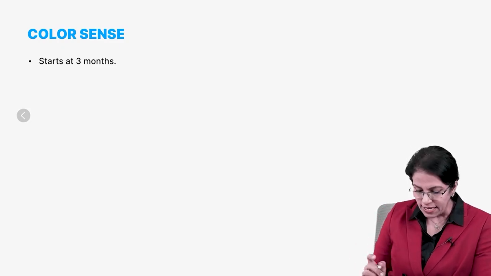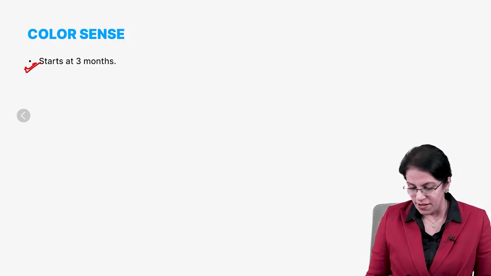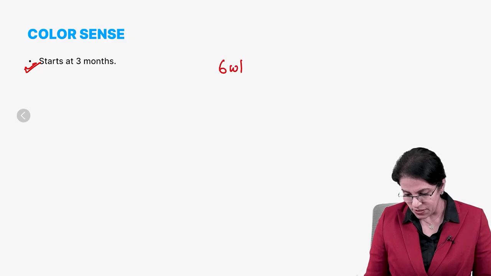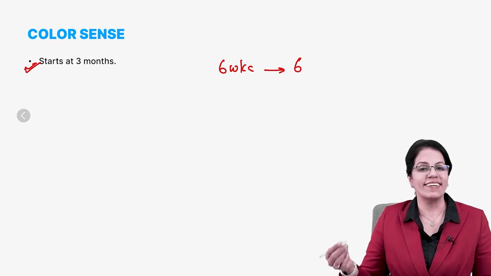So when you talk about color sense, first important thing to know is it starts at 3 months. Why do you learn this? Because again, we need to have a good foveal reflex. And what is the foveal reflex formation starting at what time? From 6 weeks to 6 months. So generally, we should have some maturity of fovea in order to appreciate the color, right?